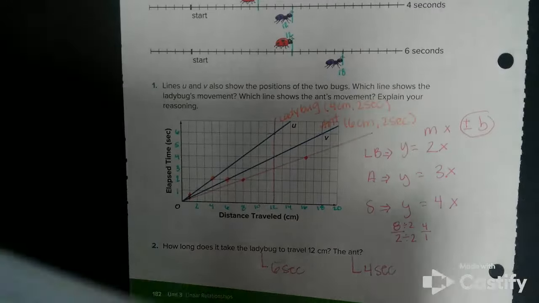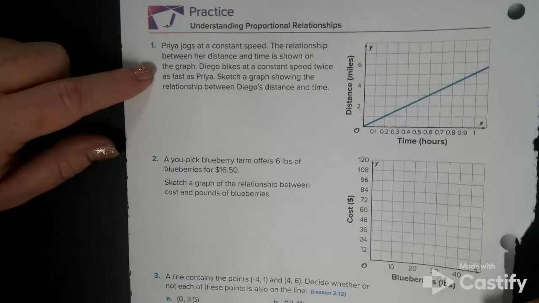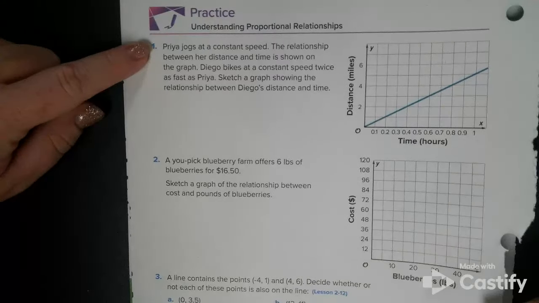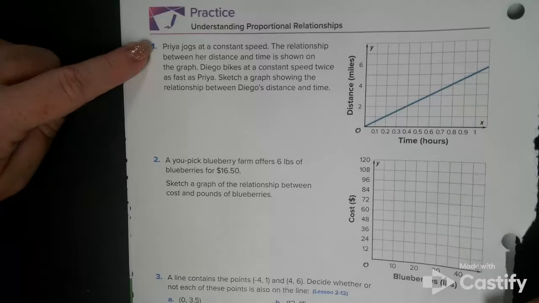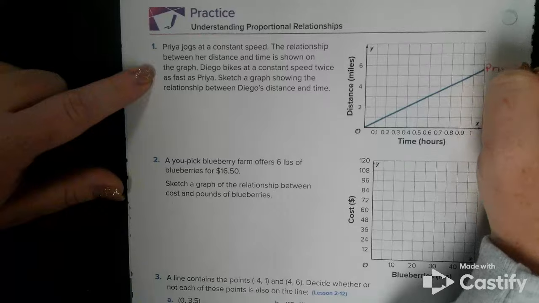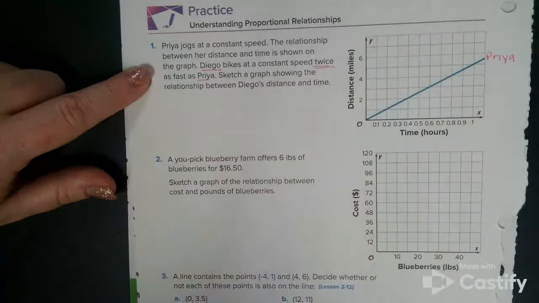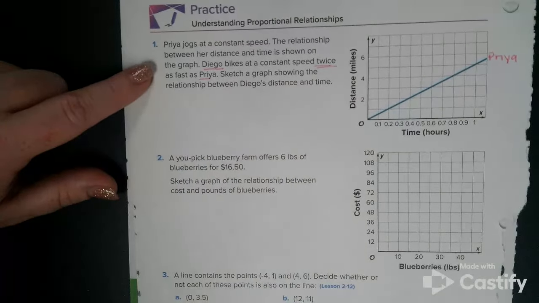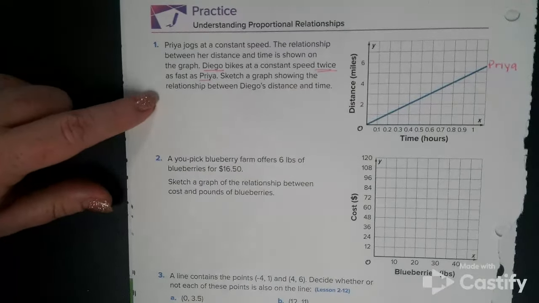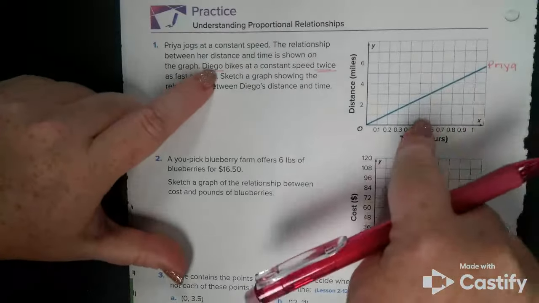Only one page. Alrighty. We are on page 186. We have Priya jogging at a constant speed. The relationship between her distance and time is shown on the graph. So this is Priya. Diego rides at a constant speed twice as fast as Priya. I don't know how to say her name. Sorry, guys. Sketch a graph showing the relationship. So you need to add his on this same line.